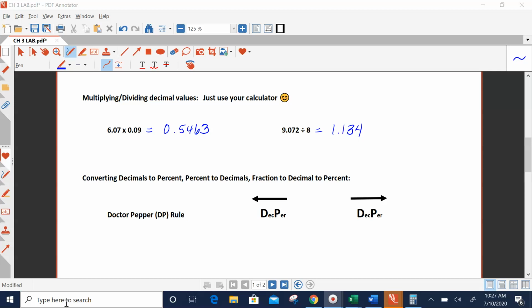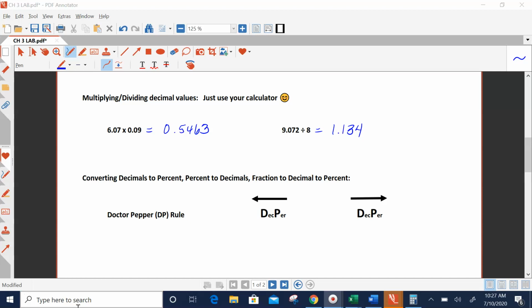Let's check out this next important concept, and it is converting decimals to percents or fractions to decimals to percents. We'll do a lot of work with that in Chapter 3. When I cover this in my class, I call it the Dr. Pepper rule. Usually when people are drinking a Dr. Pepper, or if they want a Dr. Pepper, they say, hey, just give me a DP. Well, D in this case represents decimals and P represents percents. But it just kind of makes it easy to remember.